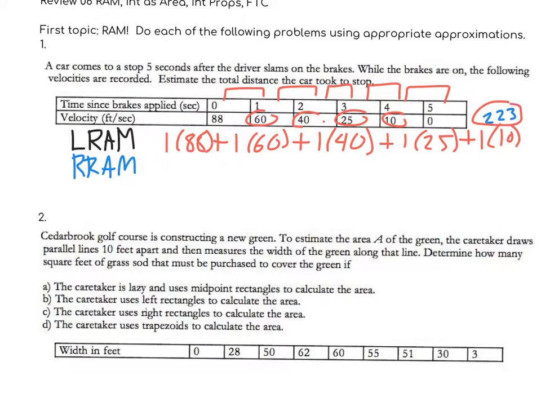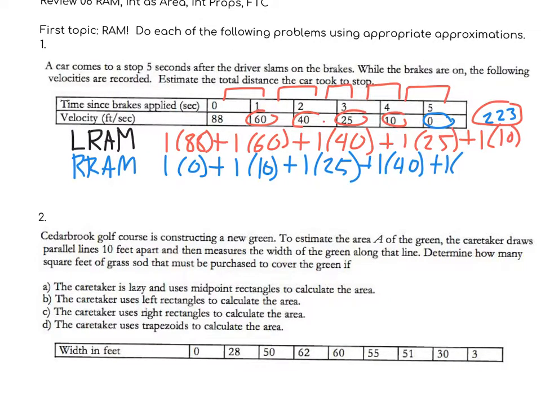I'm kind of annoyed that I used blue for that one. And right rectangles would be the same thing, but starting with the right side. A lot of you like starting all the way on the right, so we could do that. And you'd have 1 times 0 plus 1 times 10 plus 1 times 25 plus 1 times 40 plus 1 times 60. And we don't go all the way to 88 because we're just using the right side of each rectangle. And when I do that, I've got 100, 125, 135. So that's a vastly different number using left or right rectangles. But both of them are viable estimates.